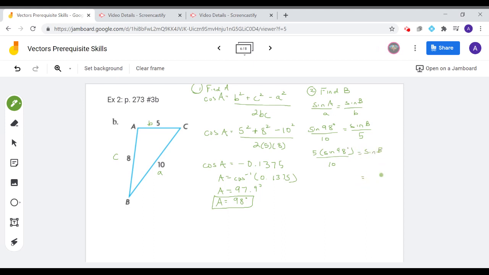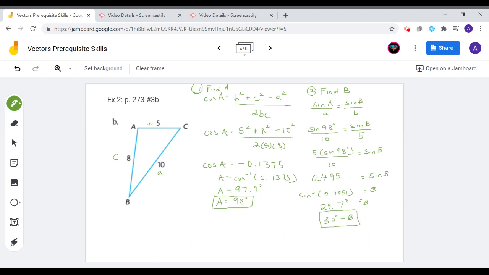If I do 5 times the sine of 98 and divide it by 10, I get a big long decimal. I'm going to round it here, but on my calculator, when I type it in, I'm just going to use the full value. Okay, it keeps going. If I want to find B, I'm going to take sine inverse of this value. And I'm going to find angle B is 29.67. So 29.7 degrees, and I'm just going to round that to 30 degrees.